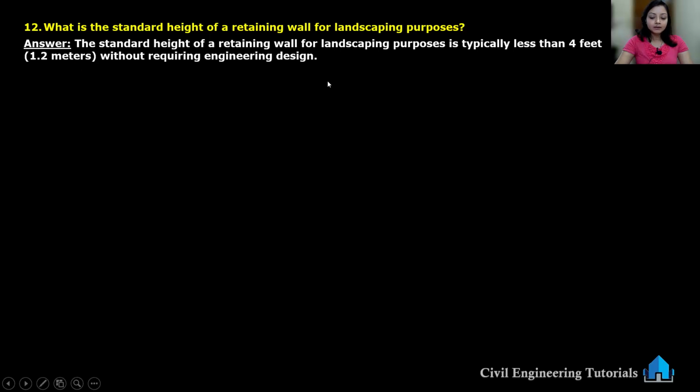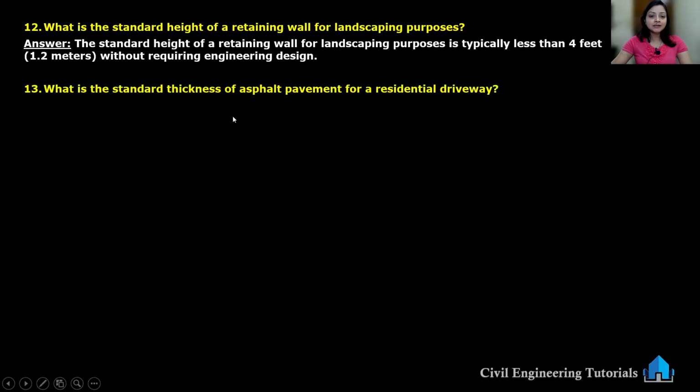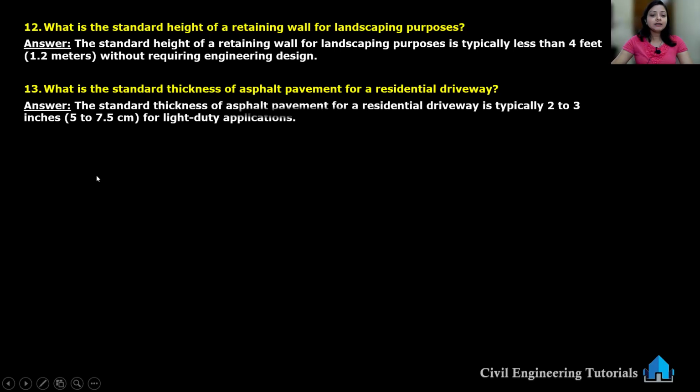Okay. So next, what is the standard thickness of asphalt pavement for a residential driveway? So the answer is the standard thickness of an asphalt pavement for residential driveway is typically 2 to 3 inches, or you can say 5 to 7.5 centimeter for light duty applications.